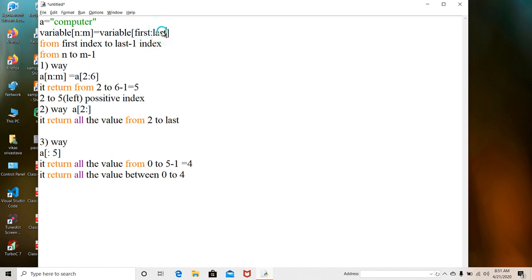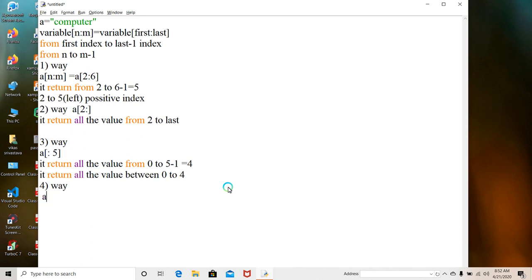You have the possibility that you can leave the first index value blank, then it will consider only the last index. The same thing happens here. The first value we have left. If we have left the first value, the computer will take values from which index? From 0, and it will go up to 5 minus 1, meaning 4. Clear?